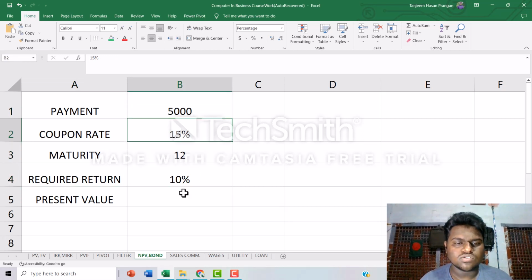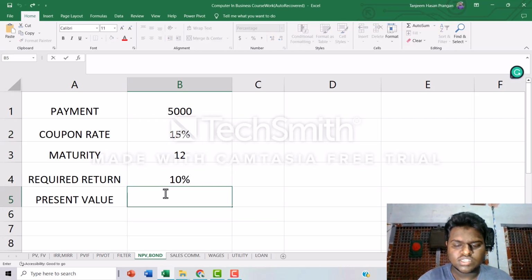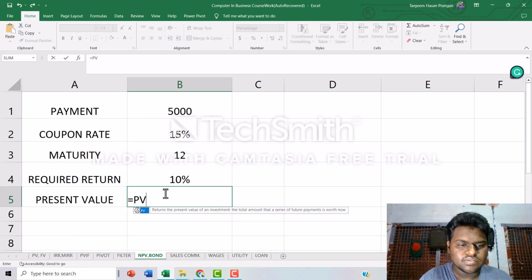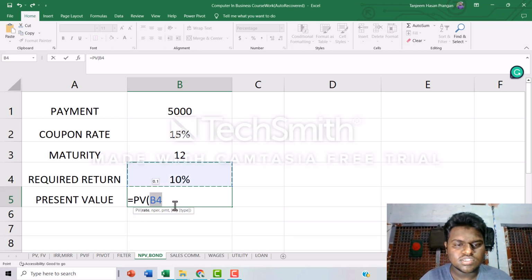So we are starting our calculation through the Excel formula, which is PV, the very common formula from our previous videos. The PV formula shows that we have to put the rate first. So the required return is 10%. Then the nper, which means the period, and then we have to put the payment.